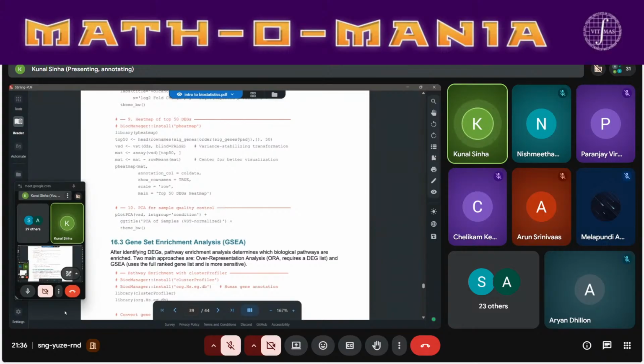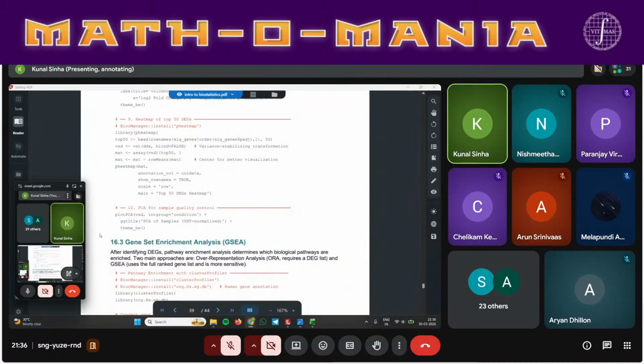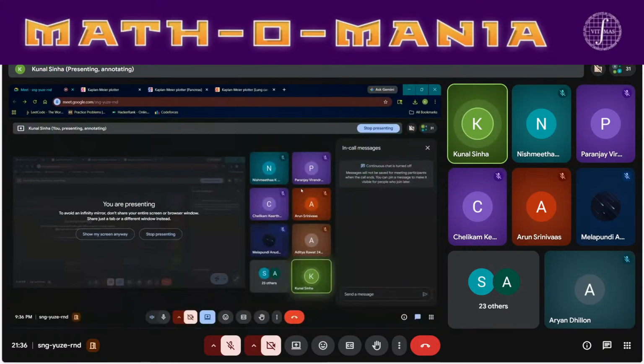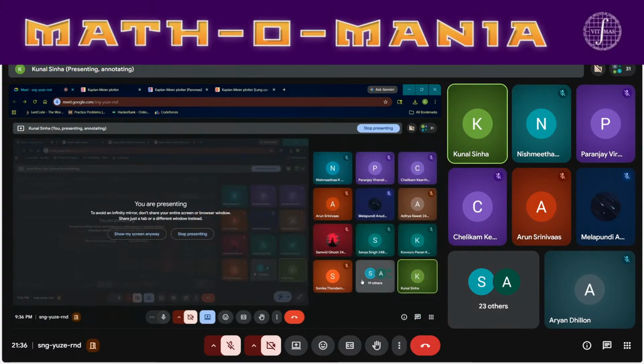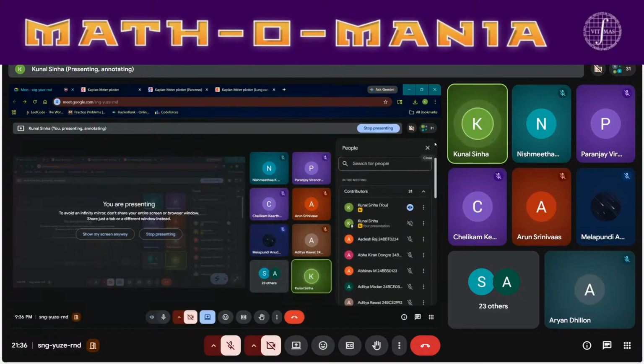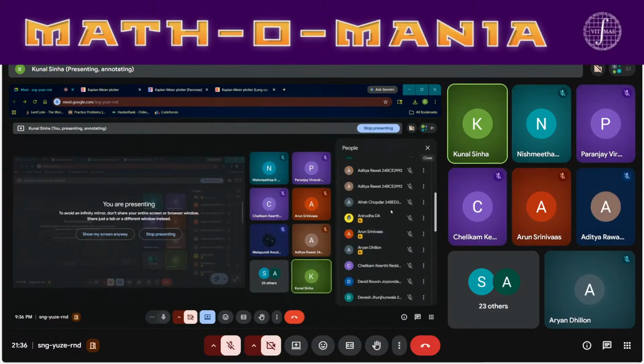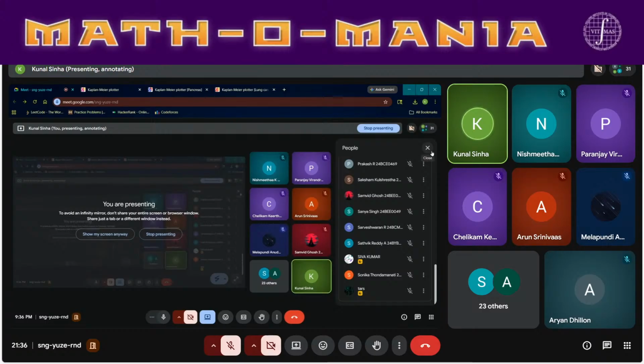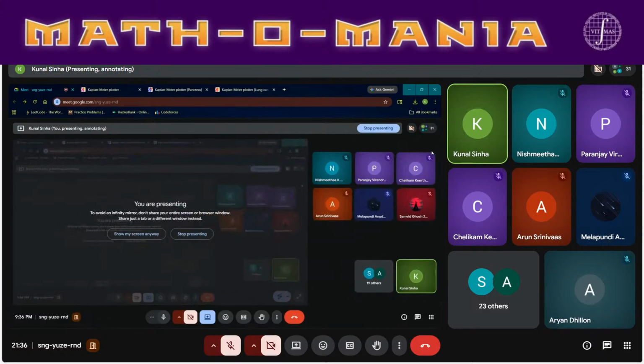Do you guys know what PCA is? Have you guys heard the term PCA? No? Anybody? Principal component analysis. Have you heard the term before?